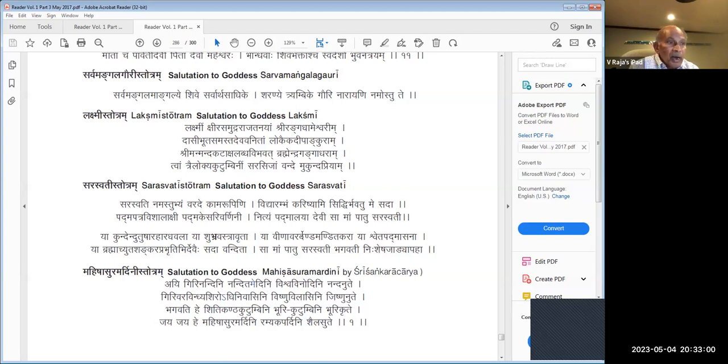Ya Sweta Padma Asana. She is sitting on a lotus flower. Ya Brahma Achyuta Shankara Prabhrutibihi Devaihi Sada Vandita. Brahma, Achyuta, Shankara, and all the other Deva, Devaihi, Tritiya Vivaktam, plural. By these gods, Sada, it's an Avyaya. Vandita is what they are. She is worshipped by these people.